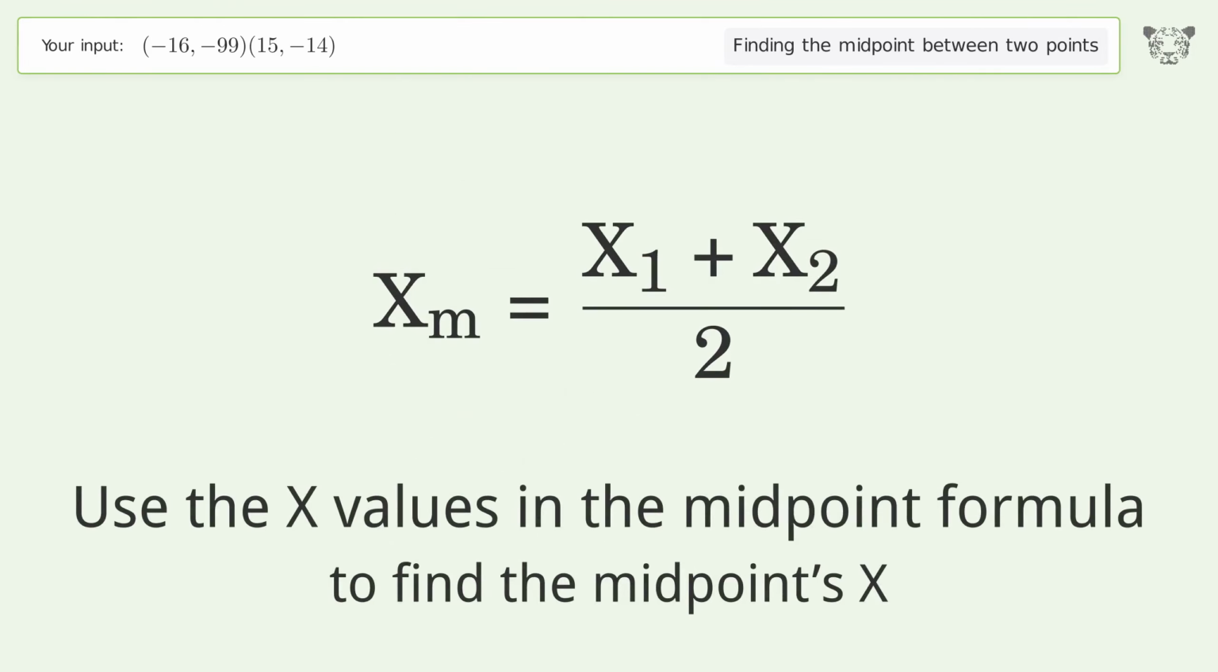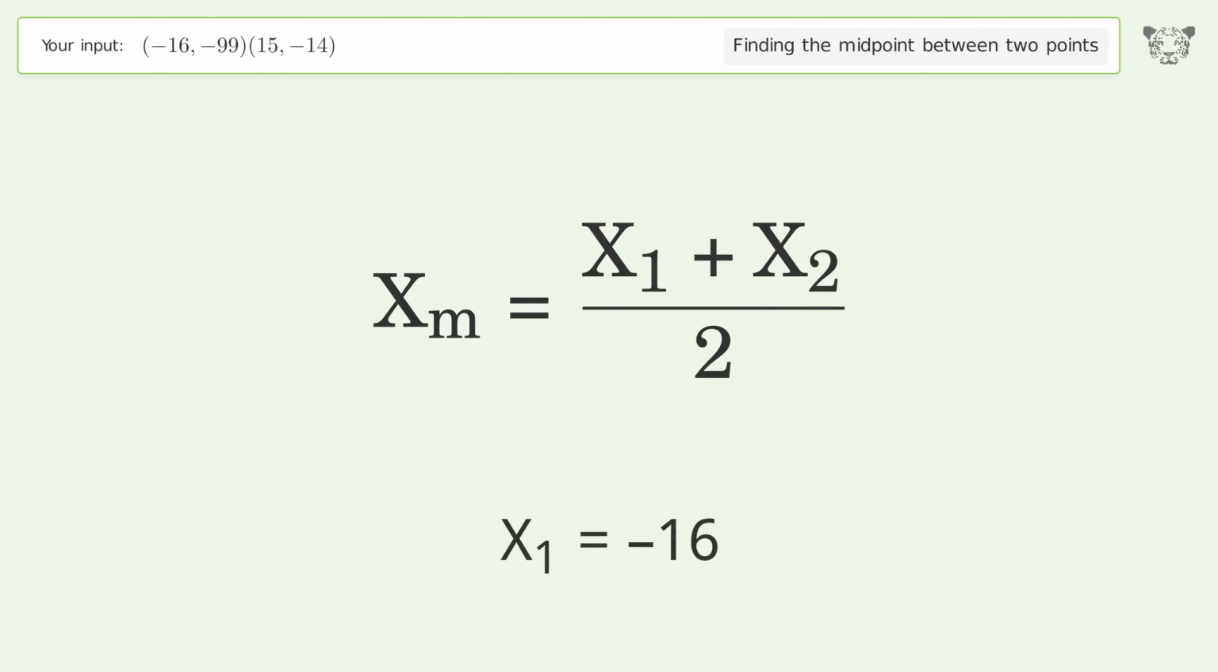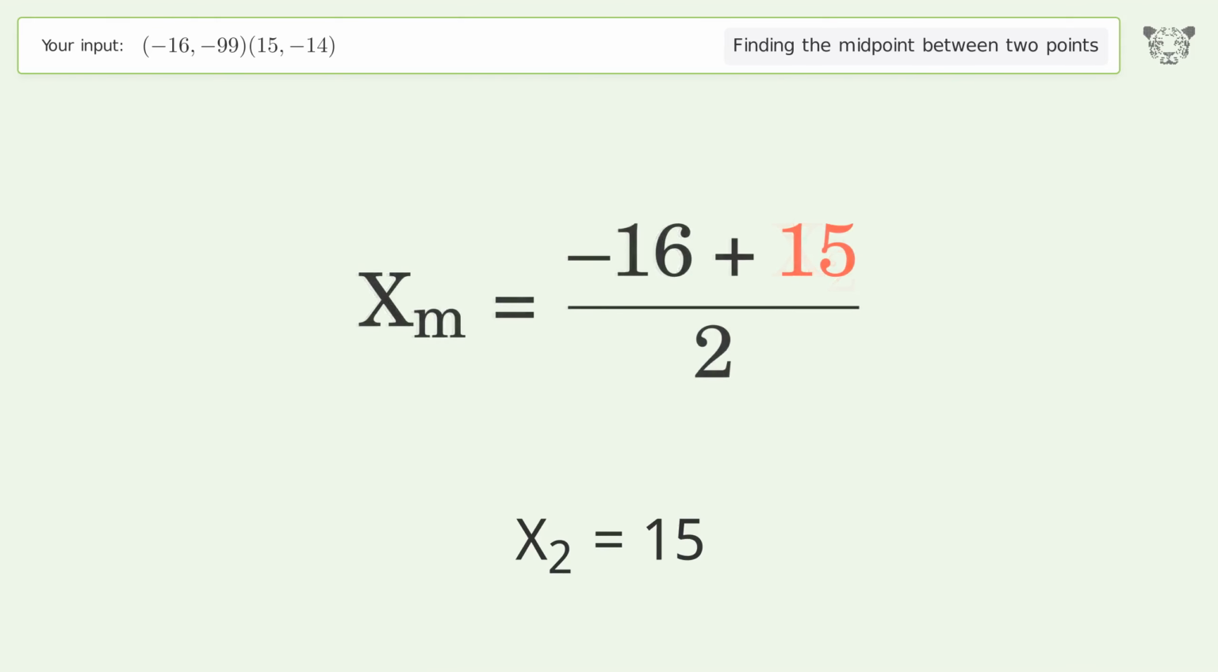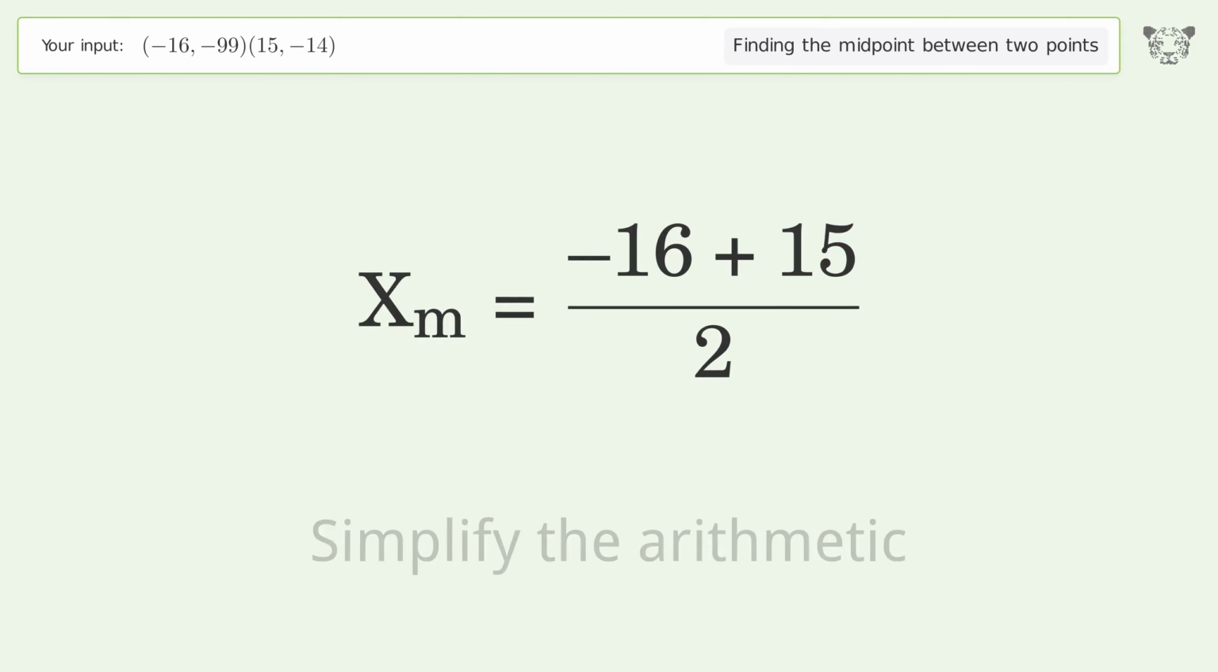Use the x values in the midpoint formula to find the midpoint's x. x1 equals negative 16. x2 equals 15. Simplify the arithmetic.